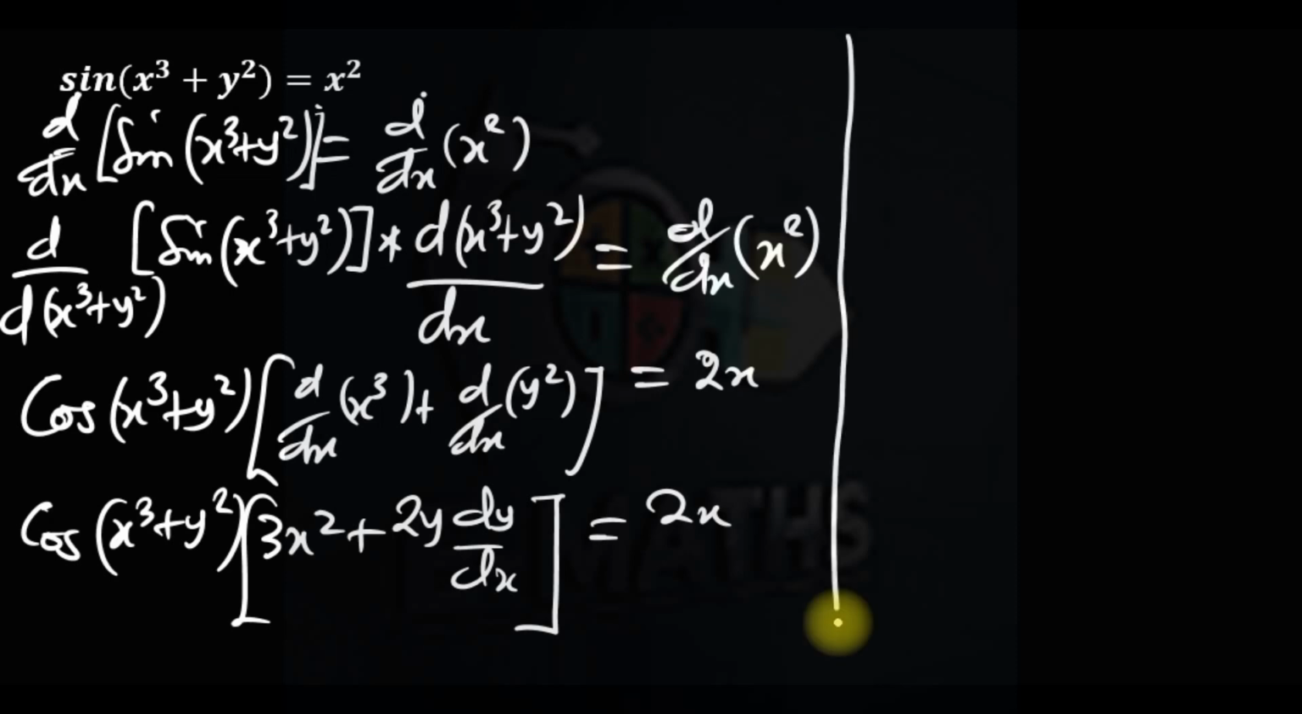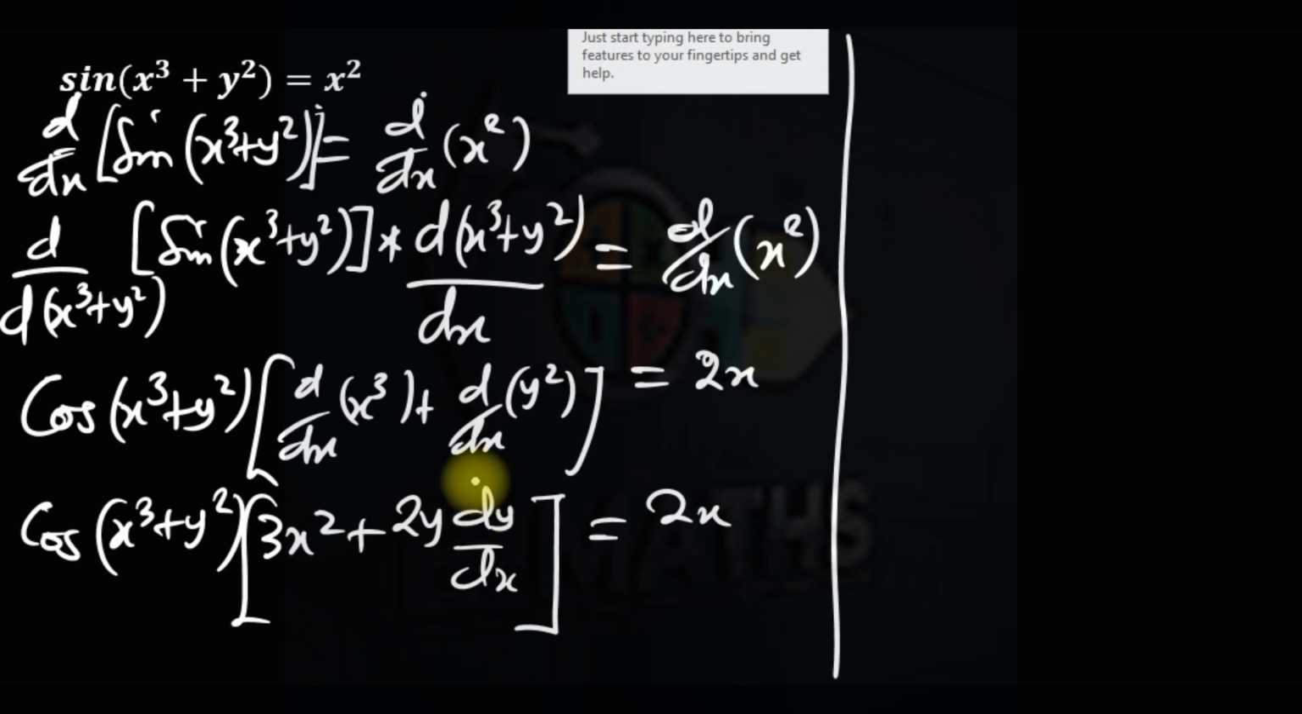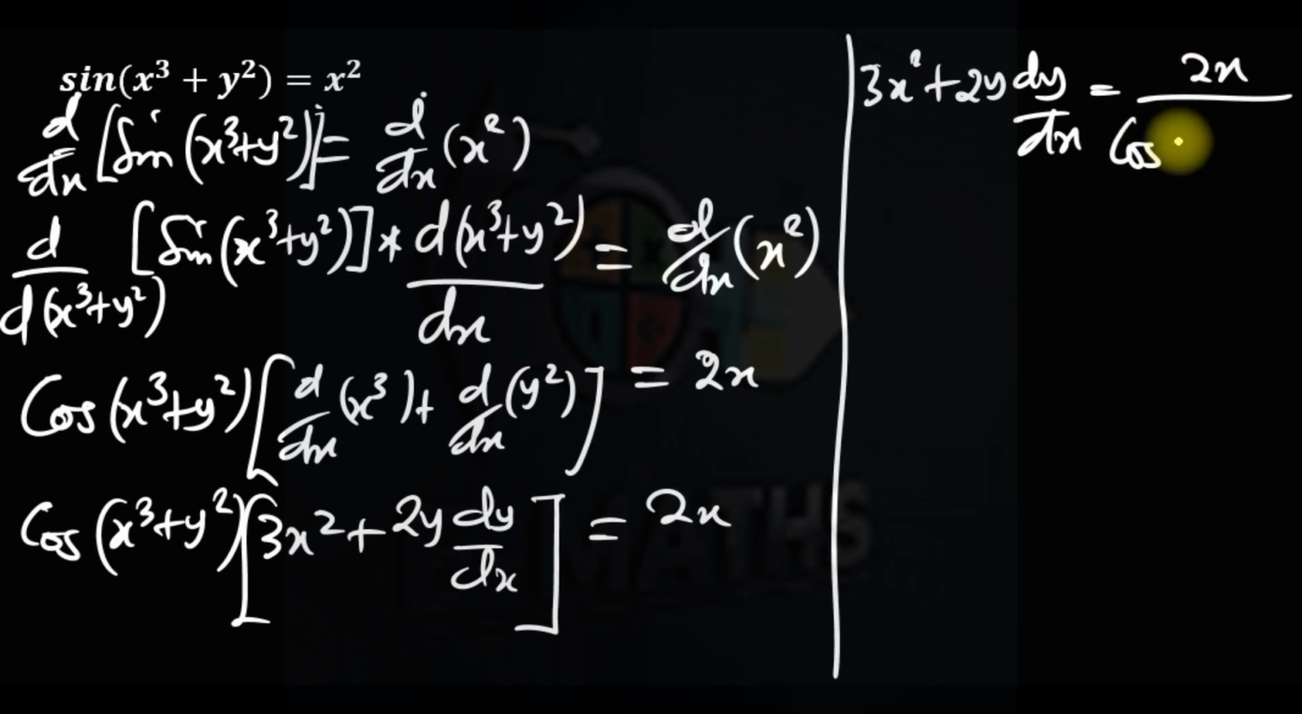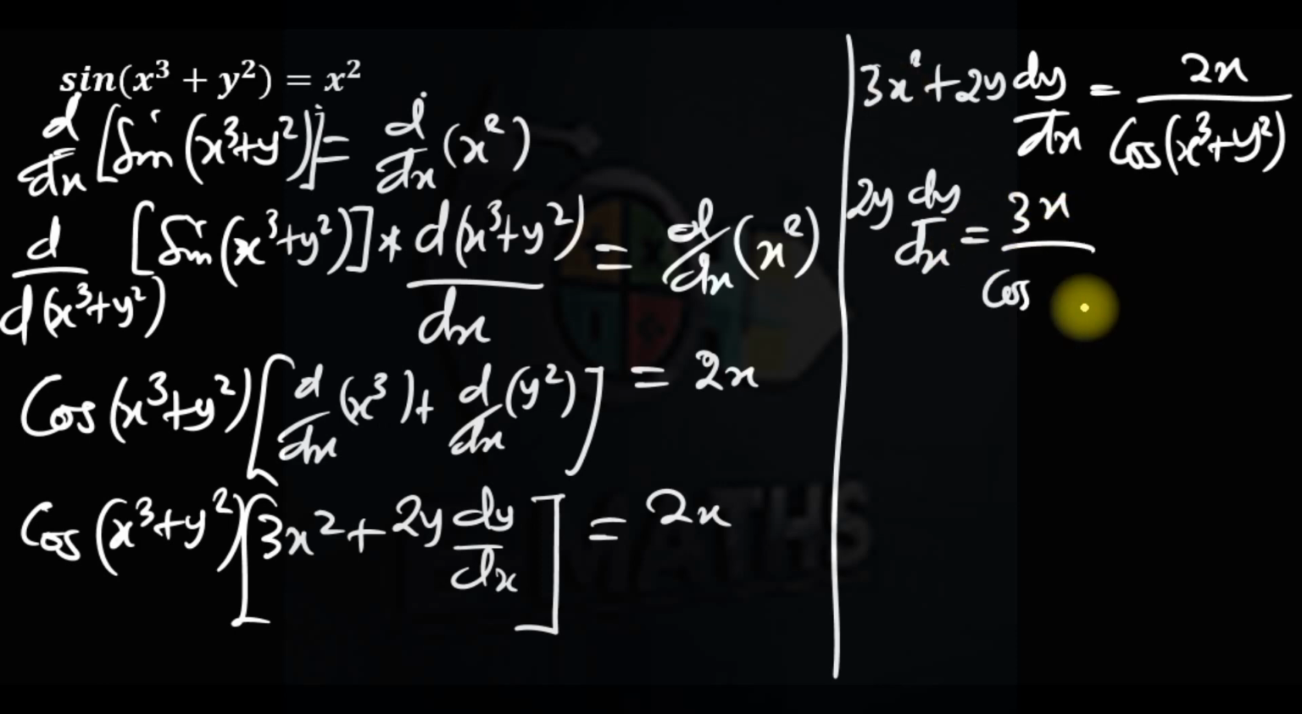So remember, our main aim is to find dy/dx. So we'll make it the subject of the formula. So we'll move this to the other side. So I have 3x squared plus 2y dy/dx is equal to 2x over cos of x cubed plus y squared. So we have 2y dy/dx is equal to, this goes over to be 3x over cos of x cubed plus y squared minus 3x squared. So I've moved this to the other side. Okay, this should be 2x.